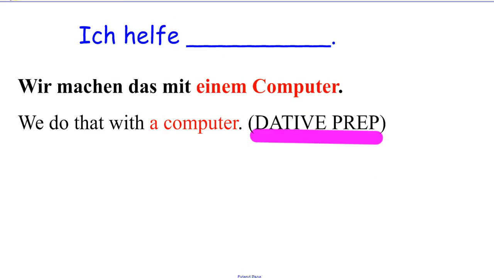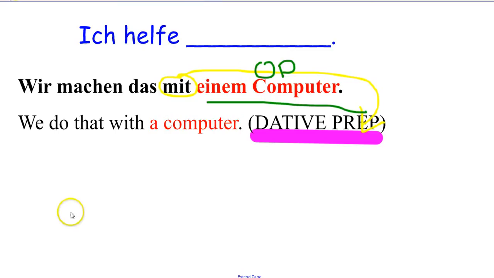The last one, we do with a computer. This one we can go ahead and dissect, but what you should notice right away is that this is a dative preposition. Also bei, mit, nach, seit, von, zu. So that automatically makes the object of the preposition dative. So, something to note.